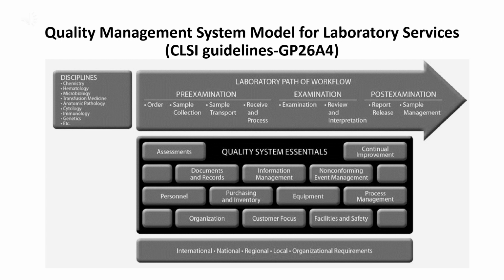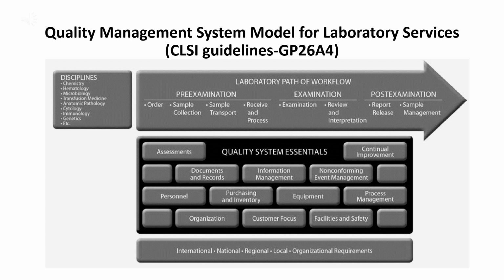Let us now look at the quality management system model for laboratory services. The reference is from CLSI Guidelines GP26-A4. A laboratory path of workflow follows a typical course of pre-examination, examination, and post-examination processes. The disciplines covered are chemistry, hematology, microbiology, transfusion medicine, anatomic pathology, cytology, immunology, genetics, and so on.